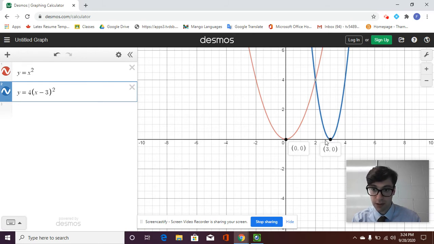Have I been saying 4? I meant 3, because that's our H value. I think I did do it correctly in the note. So we've moved it 3 to the right. You can always check your answers in Desmos, but now we're describing these transformations.